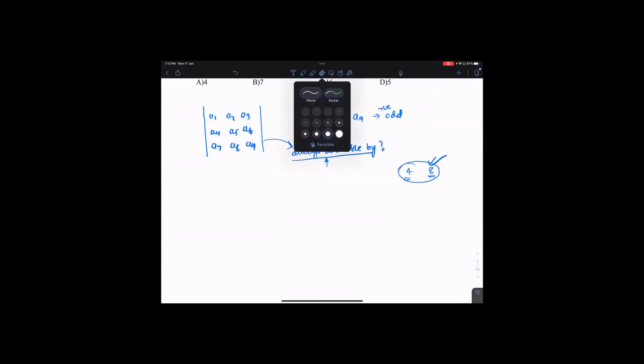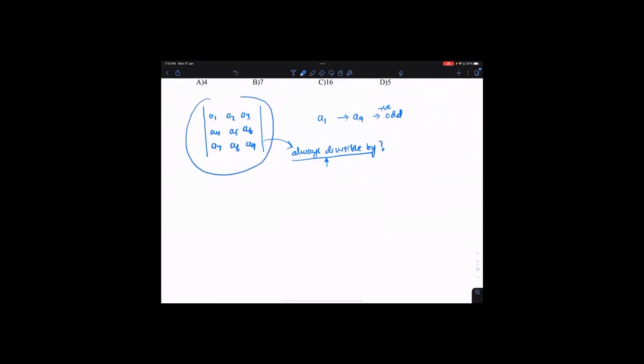Now coming to the question, I hope you understood the point. We have to say the highest number which always divides this determinant value. Now you may say, sir, I will take 1, 3, 11, 25, 29, 381, 23, like that. But you can't keep checking, no? You can make an infinite number of these. Now see, the trick is very simple.